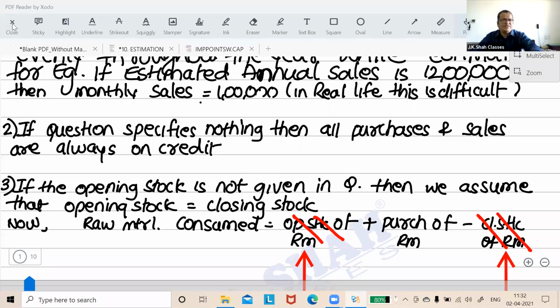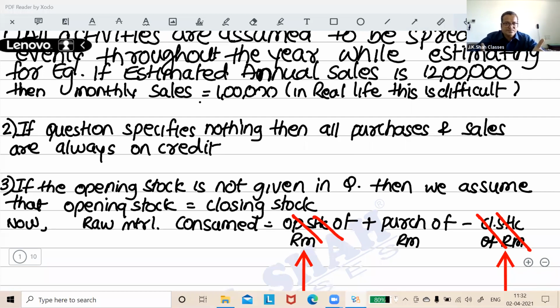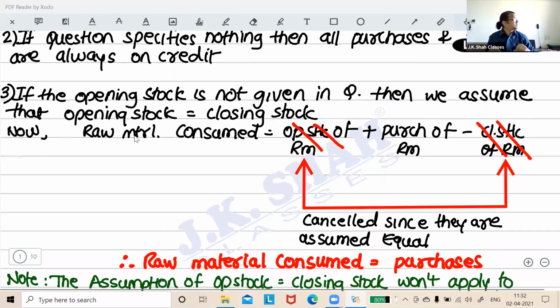I think you might have done these kind of things before also. Earlier also we have done this assumption in your previous syllabus. If the question specifies nothing, you are preparing final accounts and it is just written over there, sales, then what do you do? You always treat it as credit sale. The same thing. If the question specifies nothing, treat the whole amount of sales or purchases on credit basis. Okay, let's go ahead. Next one.